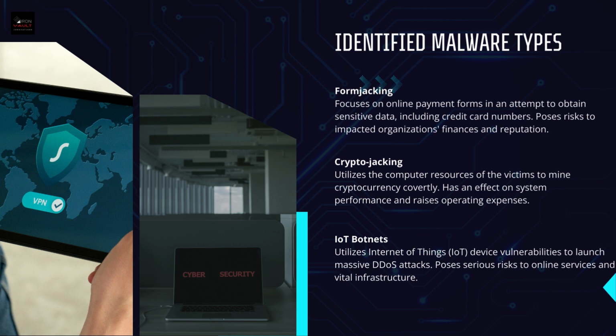It utilizes the computer resources of the victims to mine cryptocurrency covertly. So it can take out your cryptocurrency, and it has an effect on your system performance and raises operating expenses. So IoT botnets is the next one. It utilizes Internet of Things devices to launch DDoS attacks, and it poses a risk to online services and the wider infrastructure. So it can affect your whole network infrastructure just because of an IoT botnet attack.